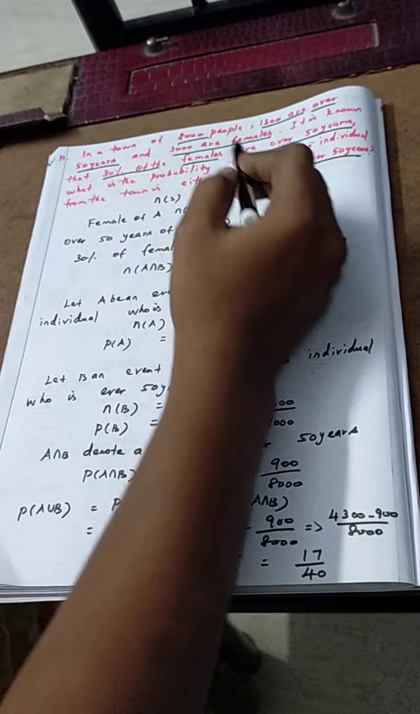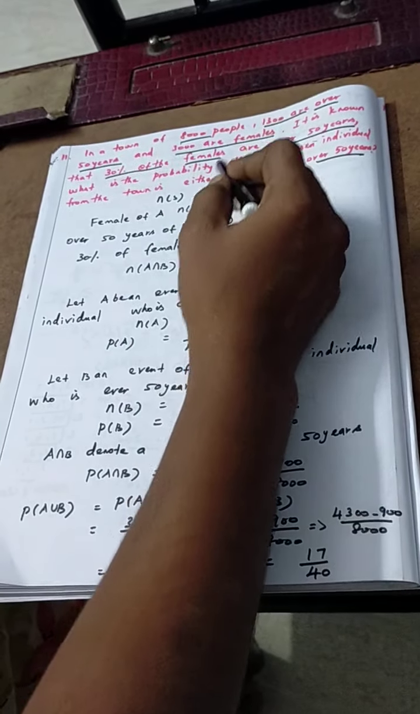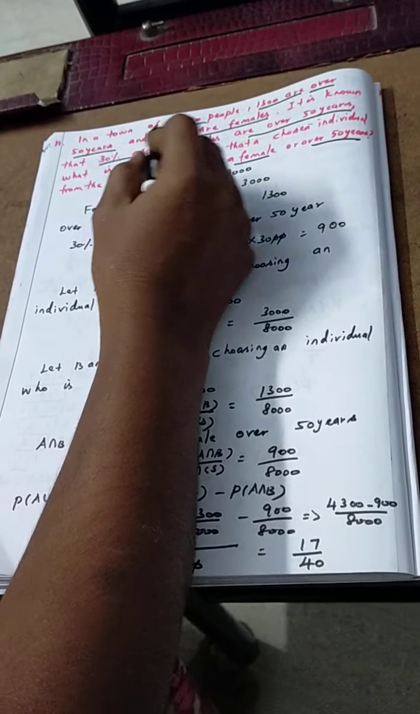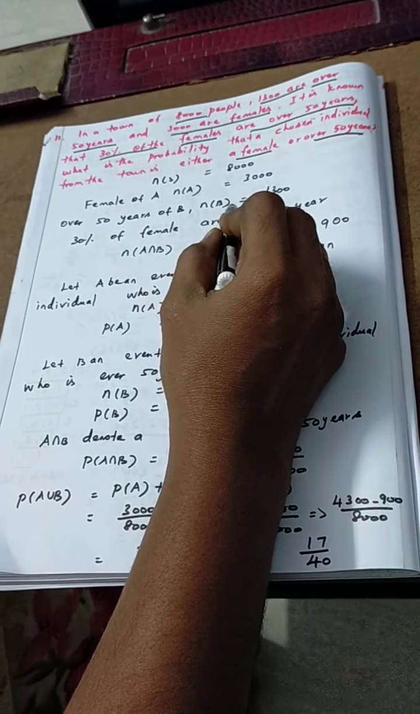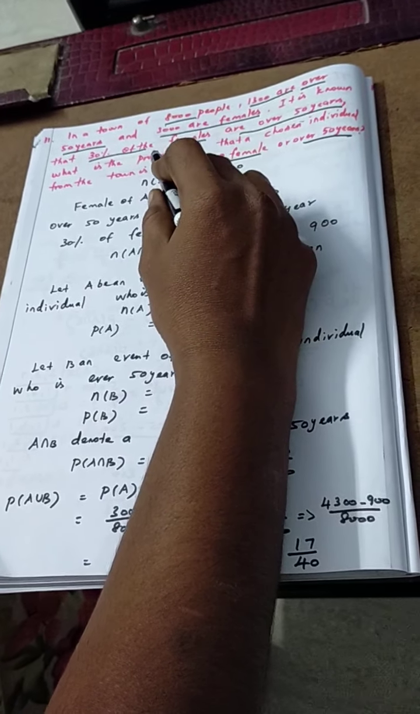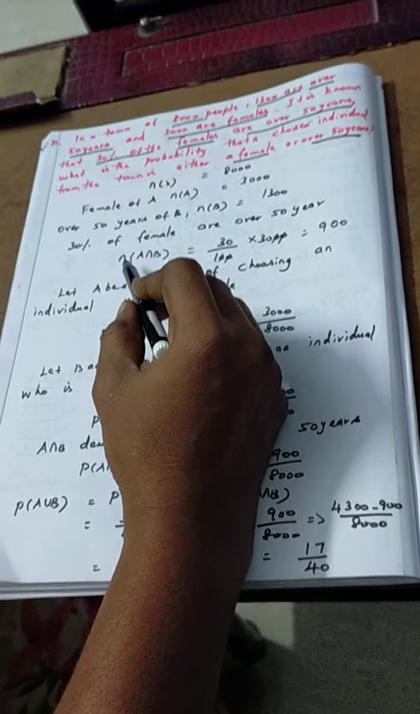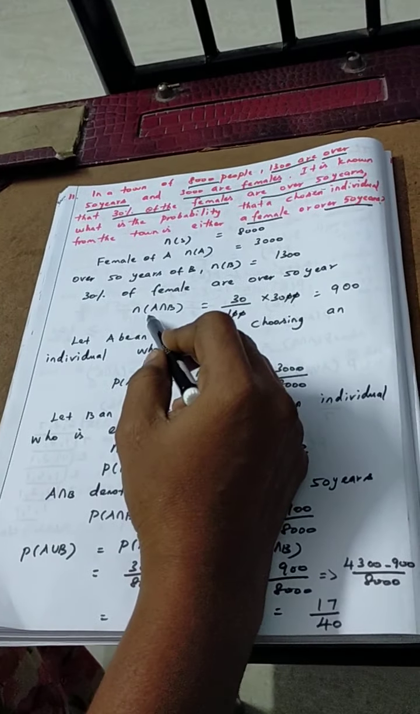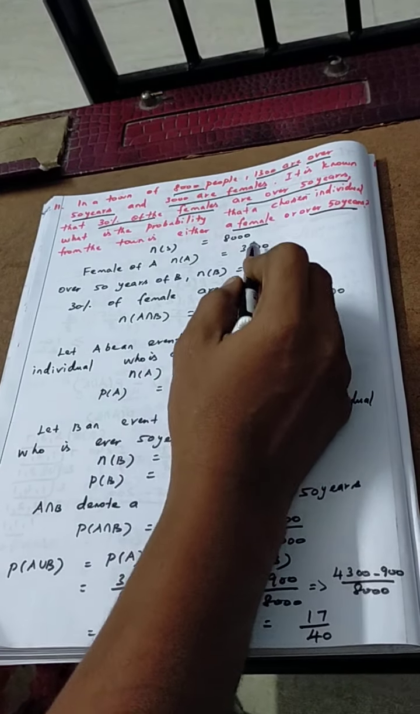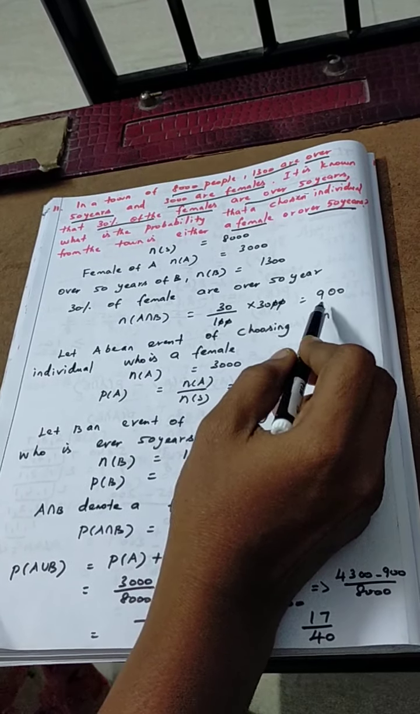First, n of S equals how many people? 8,000 people. Next, female is A, so n of A equals 3,000. Then over 50 years is B, n of B equals 1,300. Next, 30% of the females are over 50 years. So this is n of A intersection B. 30 by 100 into females, how many are given? 3,000. So cancel the terms, the answer equals 900.